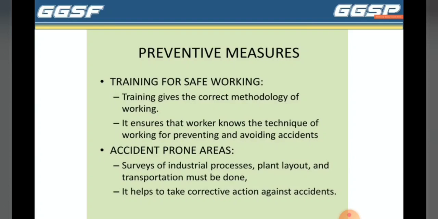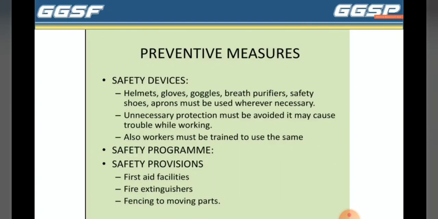Preventive measures: training for safe working. Training gives the correct methodology of working. It ensures that the worker knows the technique of working for preventing and avoiding accidents. Accident prone areas: surveys of industrial processes, plant layout, and transportation must be done. It helps to take corrective action against accidents.